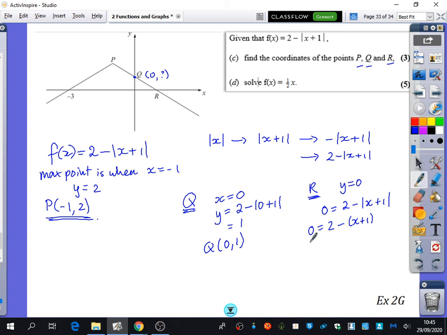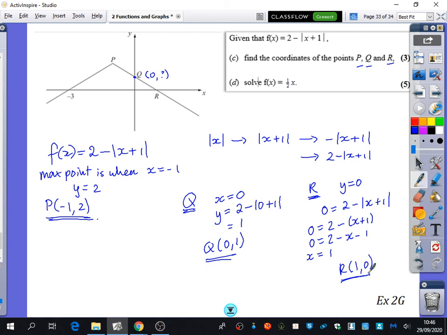Okay, so this one, when we solve it, we've got 0 equals 2 minus x minus 1. So x equals 1, which means that the coordinates of r are 1, 0. So we have p, q, and r.